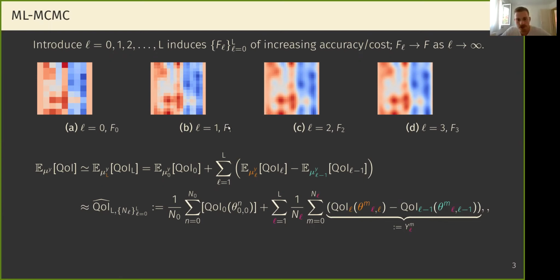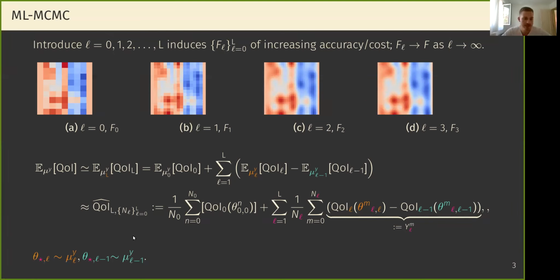each forward mapping operator FL induces in turn its own posterior mu y L or mu y L minus one in this case. Okay. So having written this expectation here in terms of this telescoping sum, we can approximate this in terms of the usual ergodic estimator of this form. Here this is an ergodic estimator that samples from mu y zero. Here is an ergodic estimator that samples from mu y L, and this is an ergodic estimator that samples from mu y L minus one.